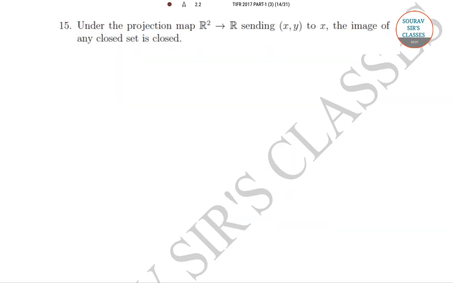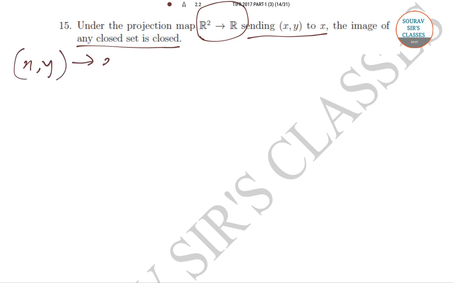Now let us solve question number 15, the next question. In question number 15, it has been said that under the projection map, which goes from R square to R and sends xy to x, the image of any closed set is closed. We have to check whether this statement is true or false. So from xy it goes to x. Let us assume the closed set whose image we have to check to be A, and it is a closed set.